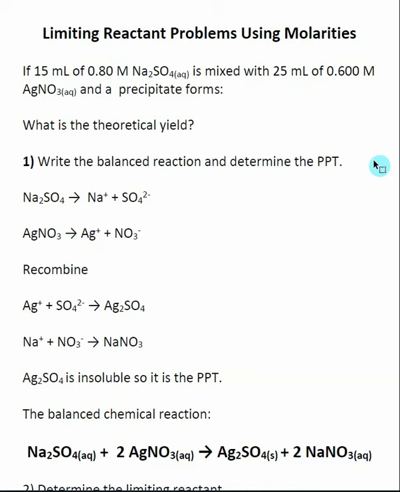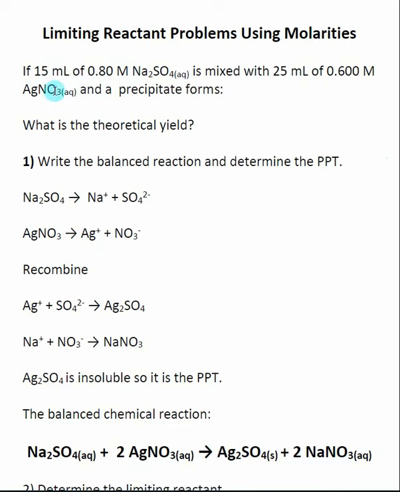Another way that we can use molarities is as part of a limiting reactant problem. We've talked about limiting reactant problems earlier, and one of the things that you need to give as part of the problem is information to get the number of moles of reactants. Previously, we gave you grams of reactants, and you would divide by the molecular weight to come up with the number of moles of reactants. Another way that we can give you information about moles of reactants is by giving you volume and concentration.